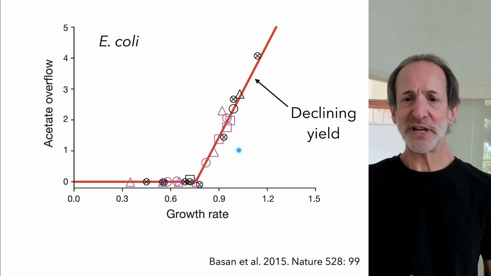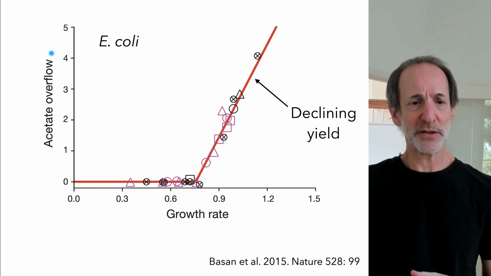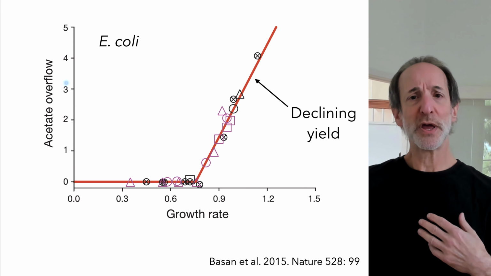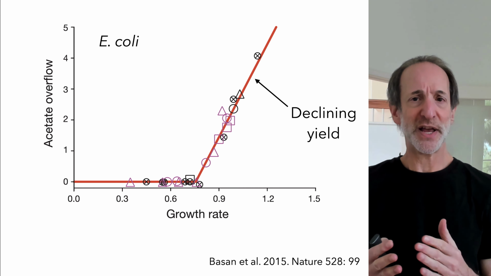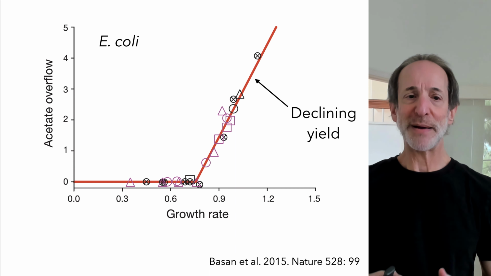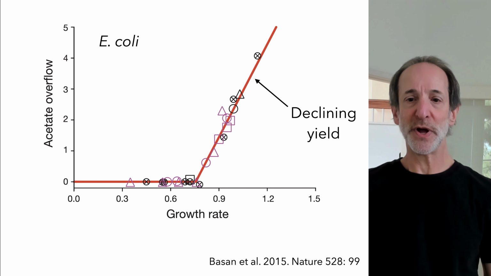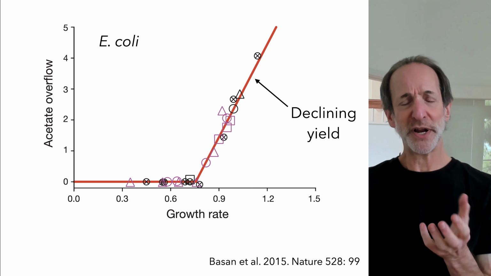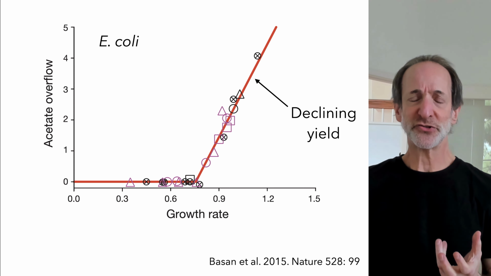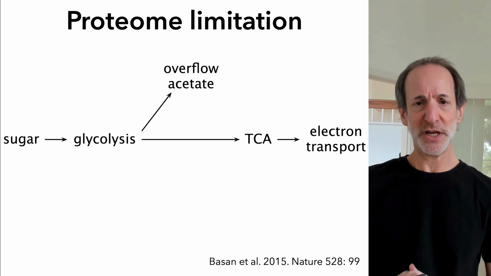And excreting acetate is associated with declining yield because for a given amount of sugar intake, the more acetate that's overflowed, the more of the usable free energy in the food is being excreted, and that reduces the yield as measured as the amount of reproduction per gram of sugar taken up. So we see here a mechanistic coupling between growth rate and declining yield associated with acetate overflow. And so that's the puzzle. And Basan et al. did a number of studies to try to figure out what might explain this great puzzle in microbial cellular metabolism. And their conclusion is proteome limitation or protein limitation.